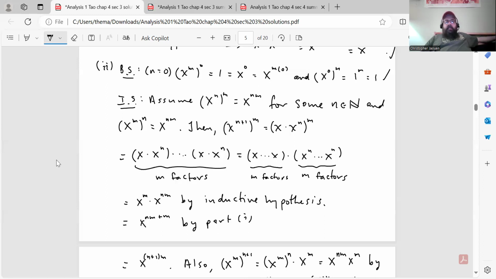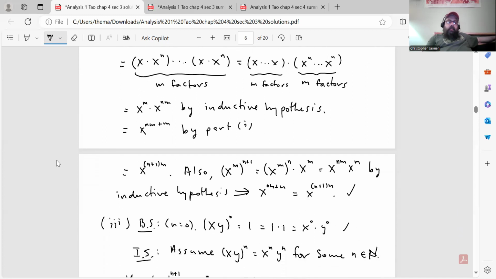That's equal to x multiplied by itself m times, and x to the n multiplied by itself m times, which is x to the m times x to the nm by inductive hypothesis. And that's equal to x to the nm plus m by part 1. And if you just factor out the m from the power there, you get x to the n plus 1 times m. And the same thing works in the opposite order.